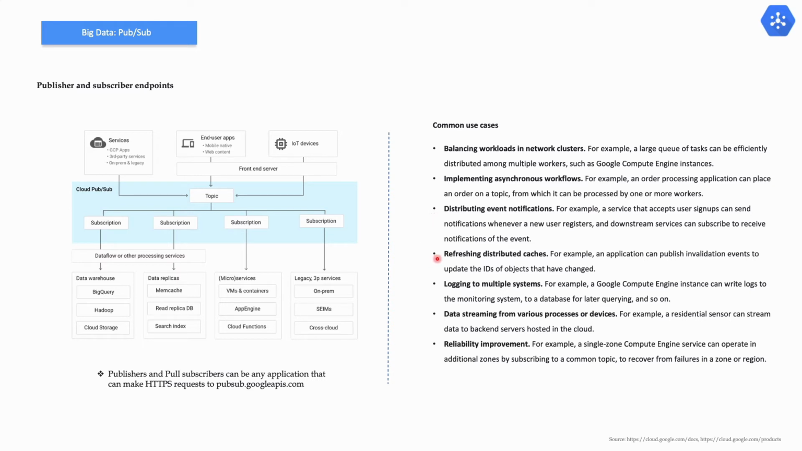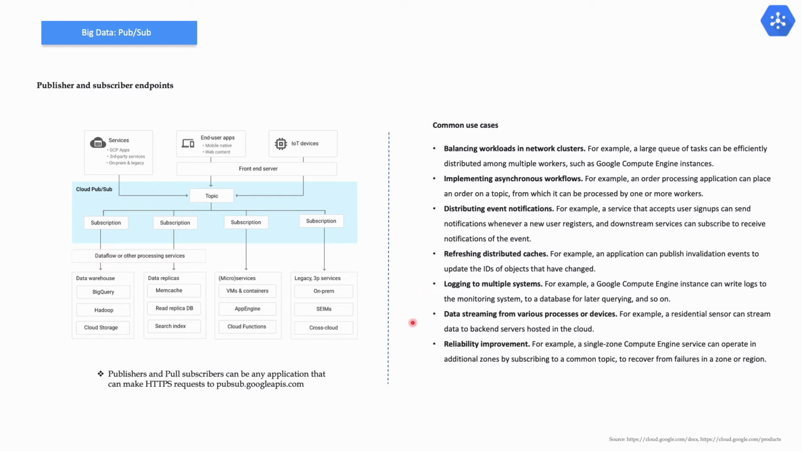Refreshing distributed caches. For example, an application can publish invalidation events to update the ID of objects that have changed. Logging to multiple systems. For example, a Google Compute Engine instance can write logs to the monitoring systems, to a database for later querying, and so on.